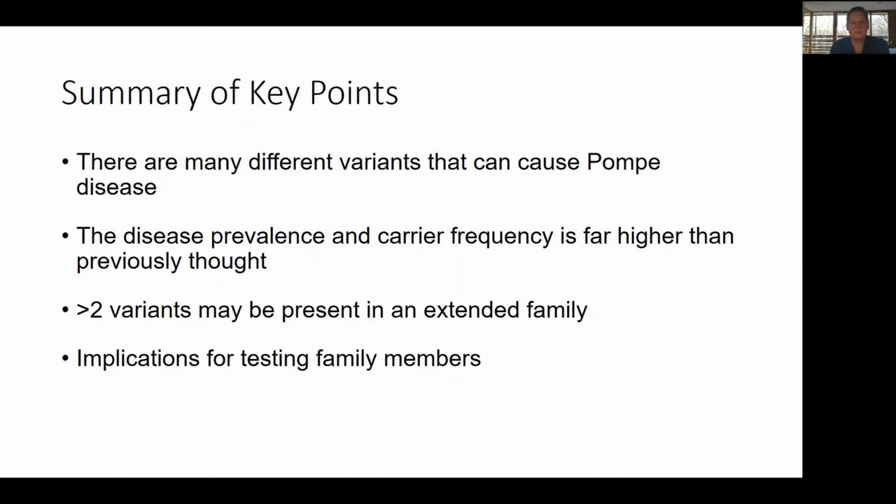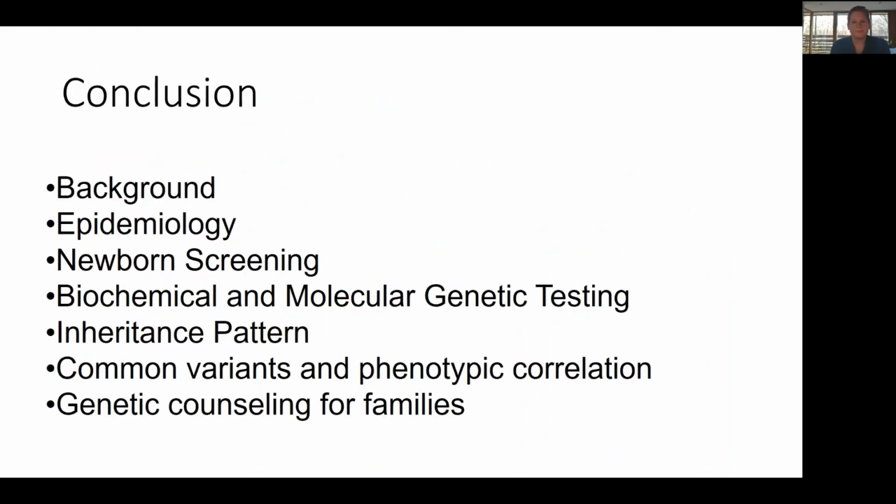So, a summary of the key points. There are many different variants that can cause Pompe disease. The disease prevalence and carrier frequency are far higher than previously thought. Greater than 2 variants may be present in an extended family, and this has specific implications for testing family members. So here, I was able to touch on a little bit of all of these topics.